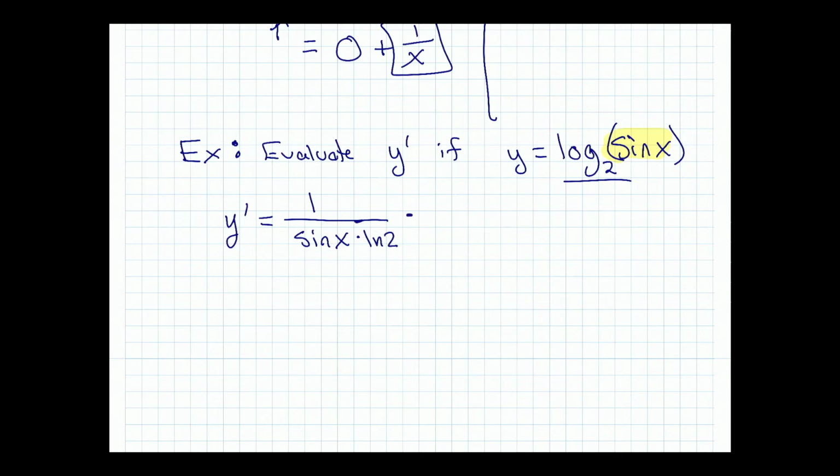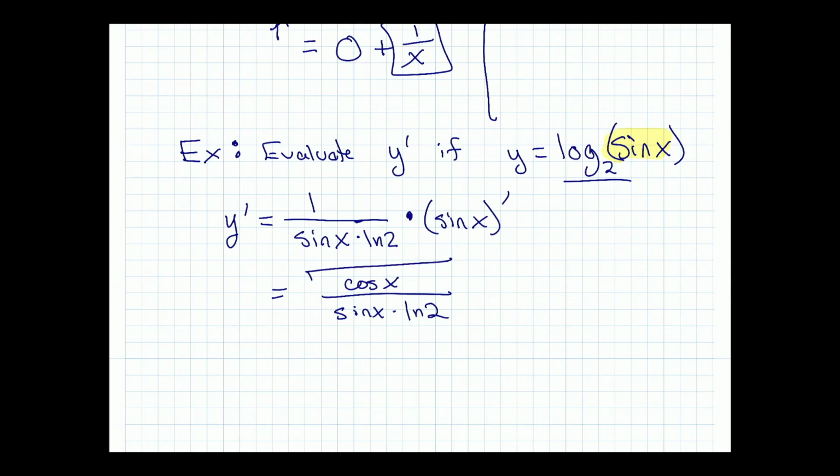And then for your chain rule, that's multiplied, you need to take the derivative of what's inside. So what's the derivative of sine x? It's cosine. So you get cosine x over sine x ln 2. And that's your derivative. And so that's not that complicated, but you got to remember your chain rules whenever the thing inside is not just an x. And you got to remember what to do with the 2, which is just add this extra ln 2 there.